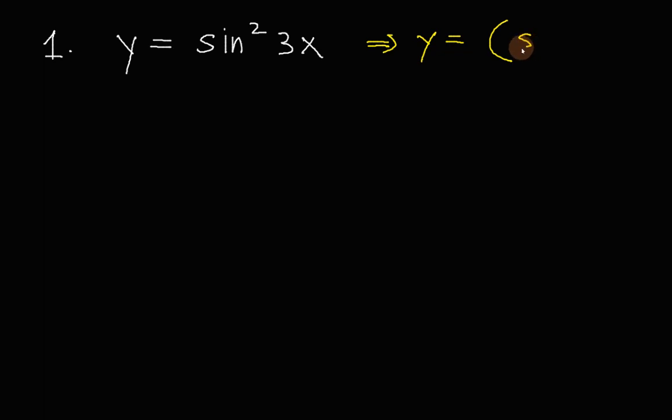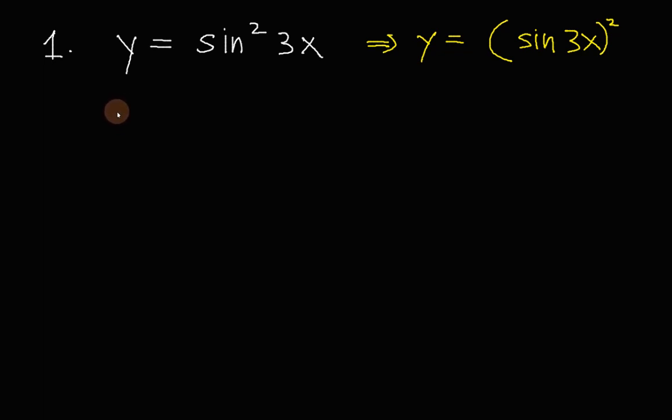In this video, we're gonna solve problems on finding the derivative of trigonometric functions. So let's get started. Let's say we have the first function, y equals sine squared 3x. Take note that this y equals sine squared 3x is the same as y equals sine 3x raised to 2. And if that is the case, we have to use the chain rule.